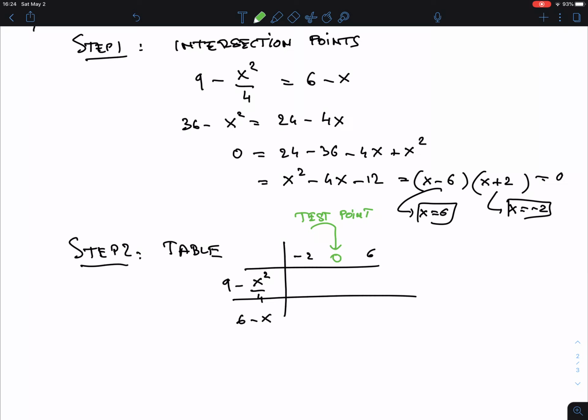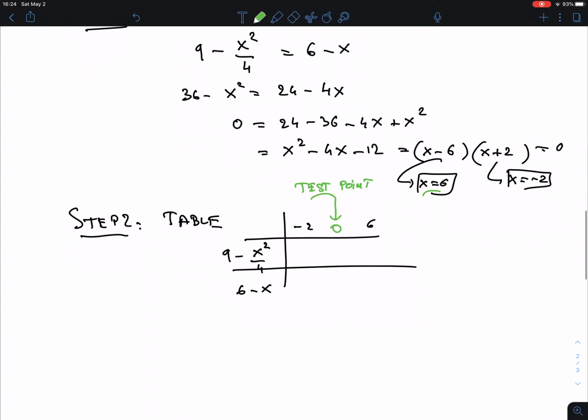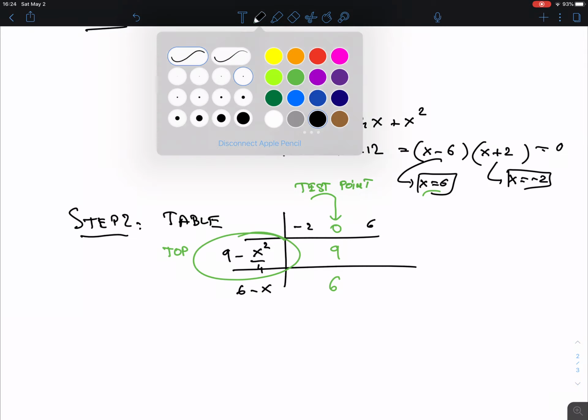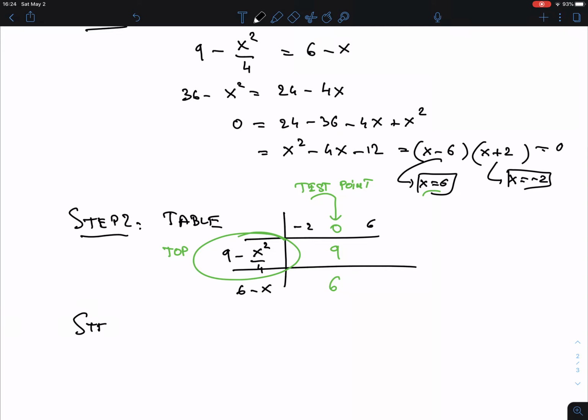In order to find the test point, it's important that the endpoints are listed in the right order. So don't put 6 first and then negative 2, although you perhaps found 6 first. It's the order in which they come, like we're making a line here, the x-axis. Okay, so we plug in 0, and what do you get? 9 and 6. What's the top? Well, the biggest one. So this is the top curve. So now we can write down the integral. So step 3, the actual area.